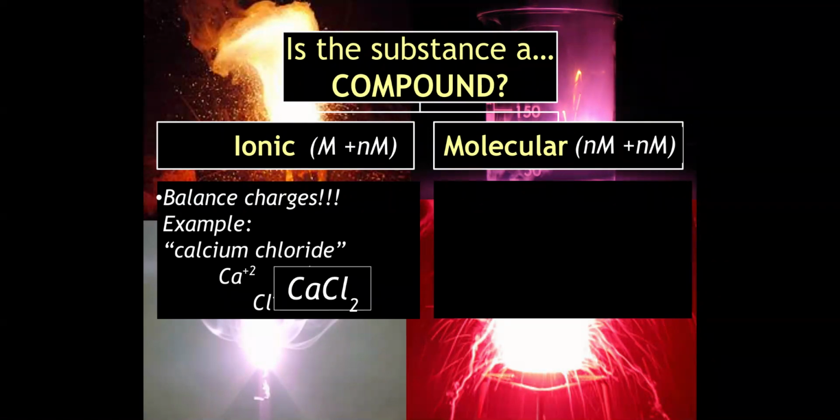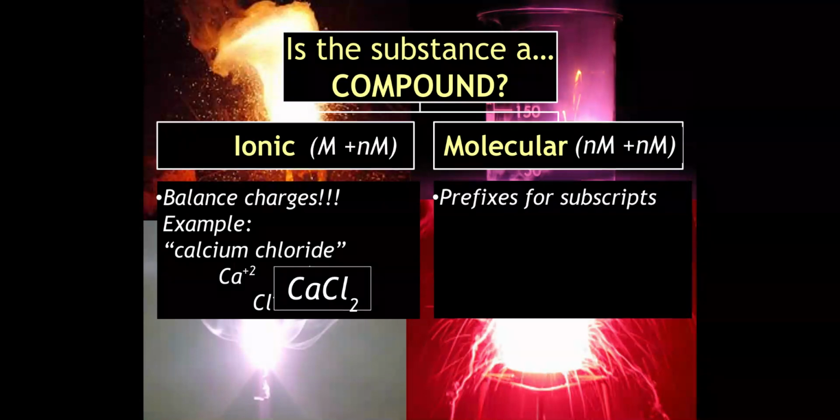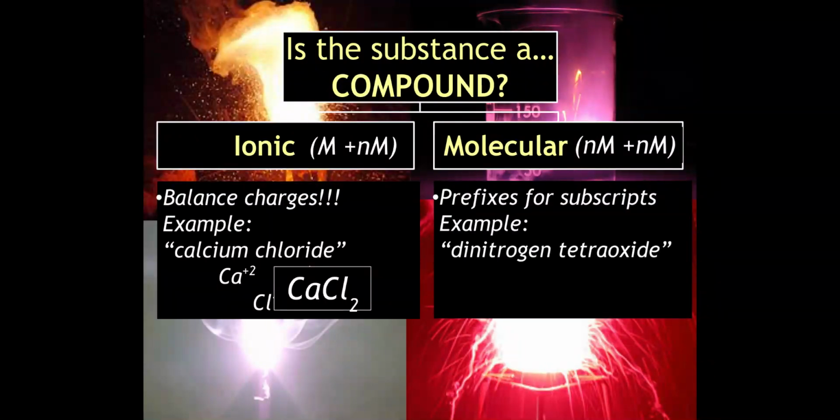Now let's talk about molecular compounds. So molecular compounds are 2 nonmetals put together. When you're dealing with molecular compounds, you have to use prefixes based on the subscripts that you have. So here's an example. If I see dinitrogen tetraoxide, the di in front of nitrogen is a prefix, and the tetra in front of oxide is a prefix. Di means 2, so that means there's 2 nitrogens, and the tetra means 4, so that means there's 4 oxygens.